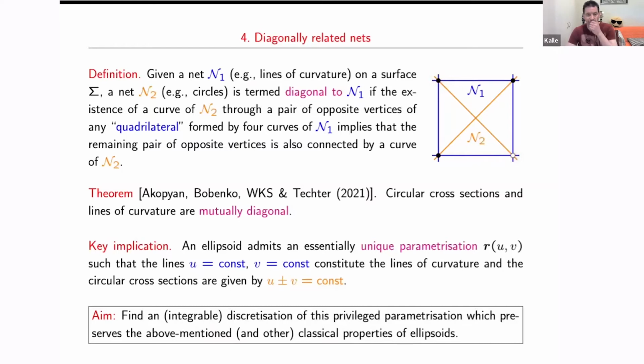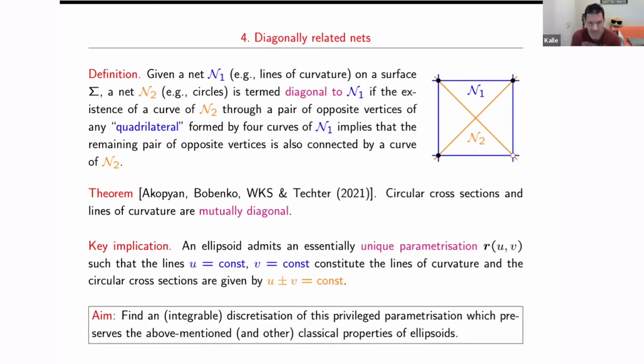So you say that two nets N1 and N2 are diagonally related, or mutually diagonal, because it's a symmetric definition. If you have a quadrilateral made of curves of the first net, and a curve of the second net passes through two opposite vertices, then there is another curve of the second net which passes through the other two opposite vertices, right? So there's something very, very special about this relationship between lines of curvature and those circles.